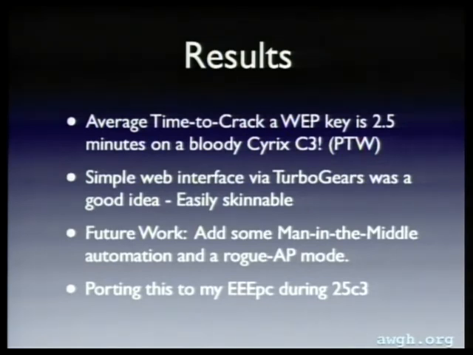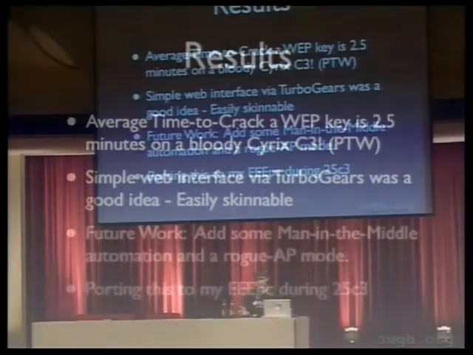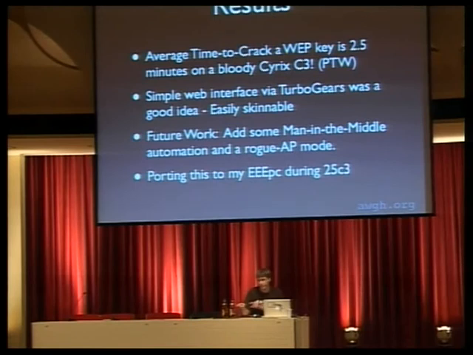Something else I'd like to add to this in the future is man-in-the-middle attack automation and a rogue AP mode. And that's actually something where it would be really useful to have two Wi-Fi cards, right? Because you'd want one to connect to the real internet and then one to get people to associate with.